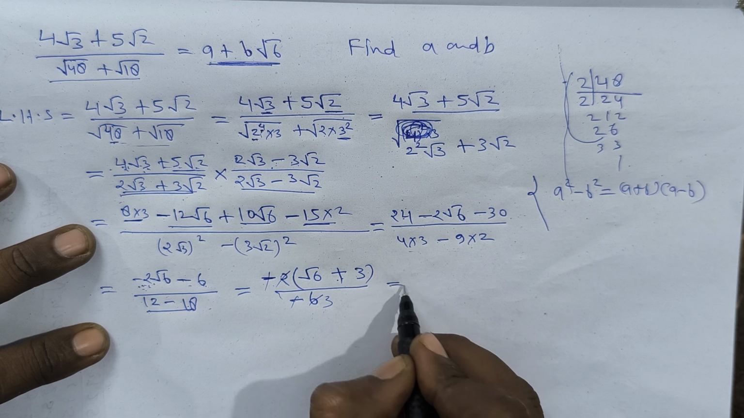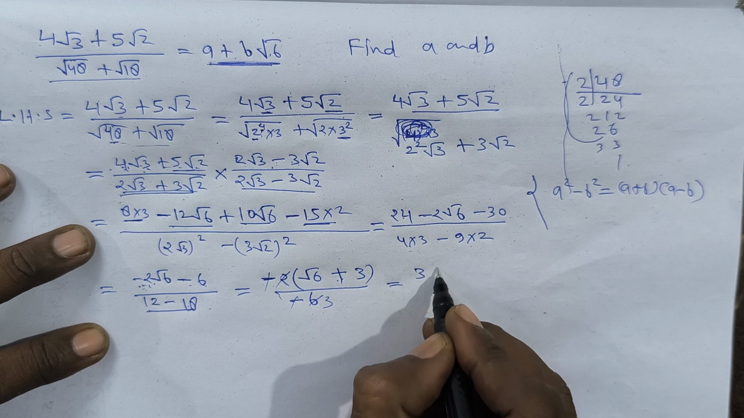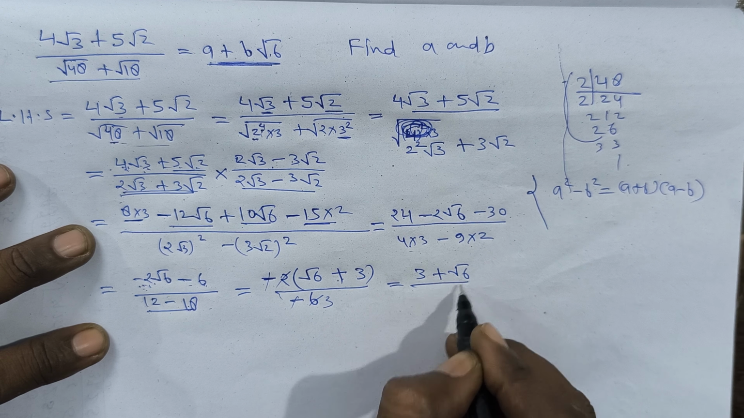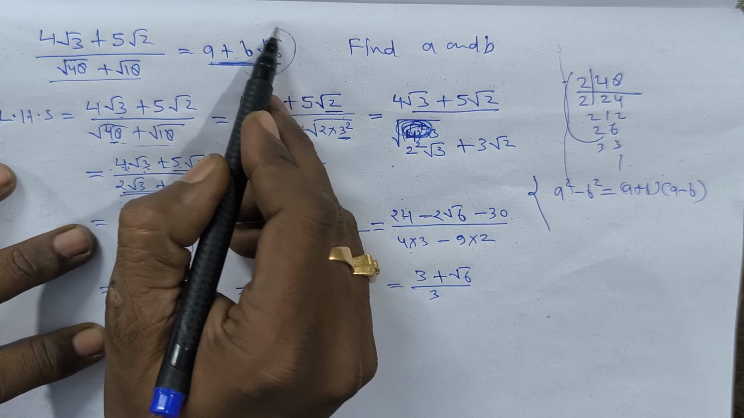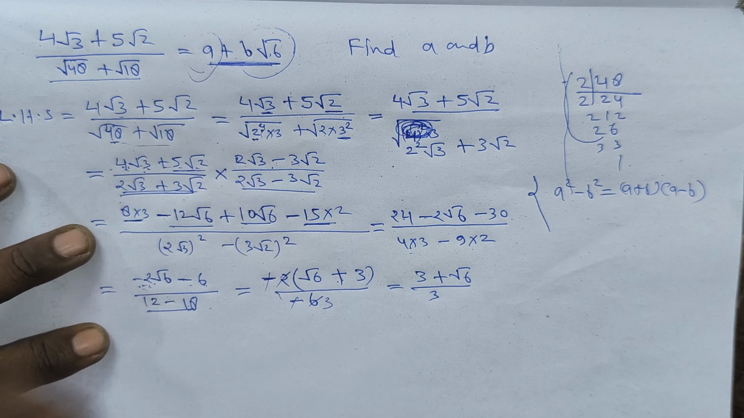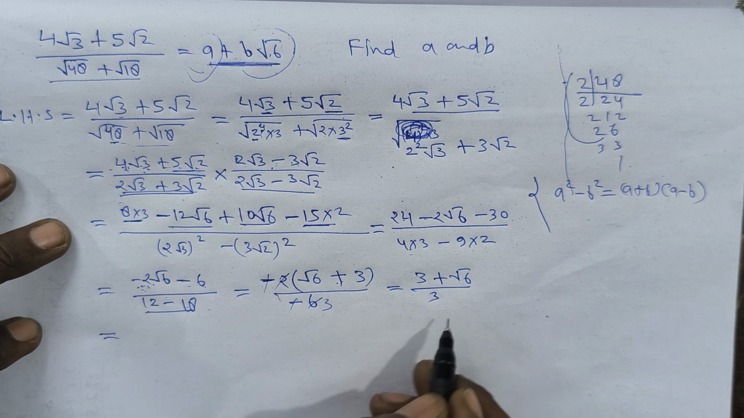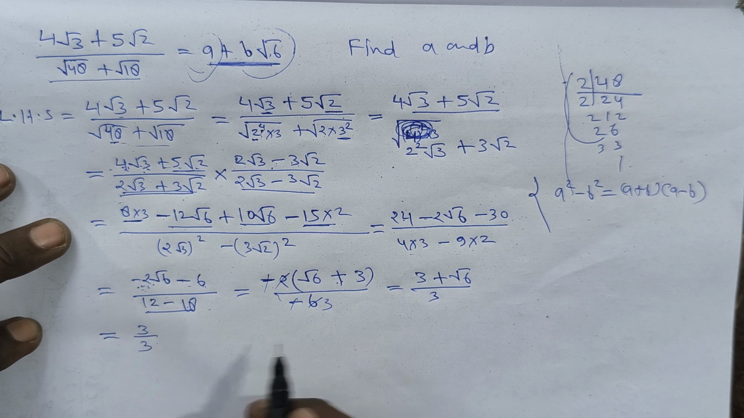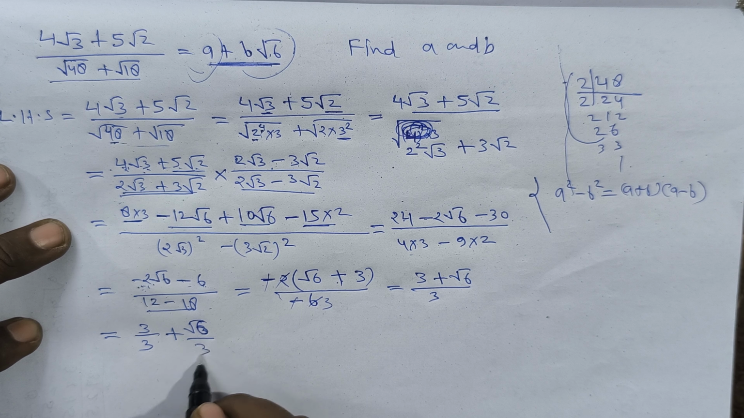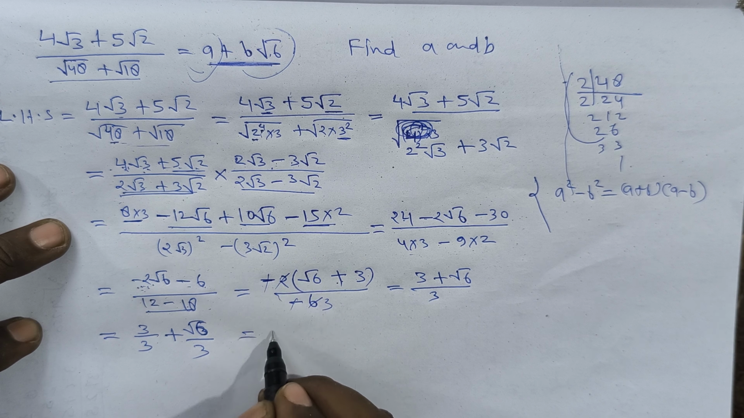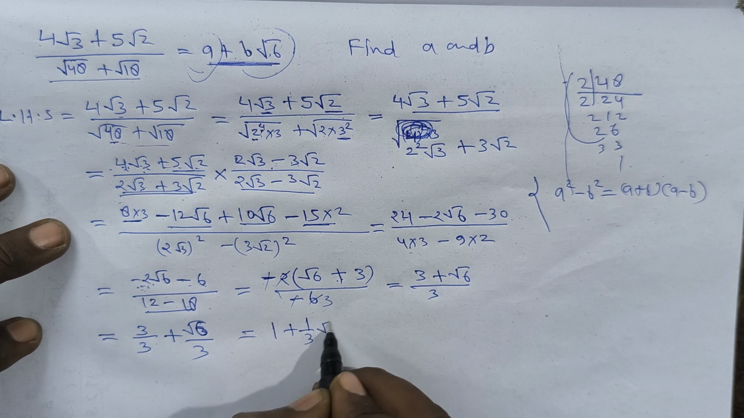So root 6 is written behind, so we will write there: (3 plus root 6) upon 3. But we need to separate this. The root 6 element should be separate and the remaining element should be separate. So we have 3 upon 3 plus root 6 upon 3. This 3 cancels, 1 plus, and this we can write as 1 by 3 root 6.